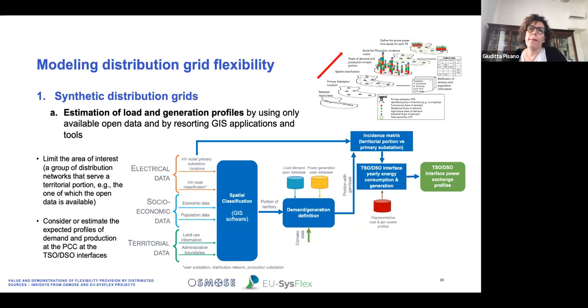Our procedure consists of two main tasks. We firstly estimate the load and generation profile at the TSO-DSO interfaces, starting from electrical, socioeconomic, and territorial data. The procedure performs a spatial classification that aims at subdividing the territory into gradually smaller portions for assigning to each territorial portion a share of demand and production of the selected region. The results are the active and the reactive power profiles exchanged at the TSO-DSO interfaces with the transmission network. Next slide, please.